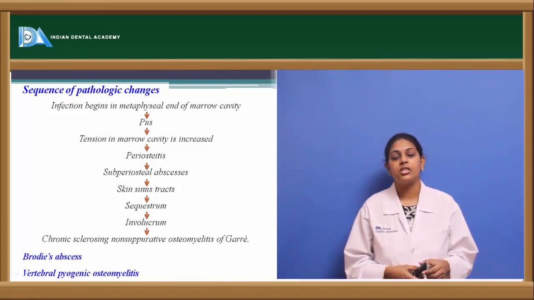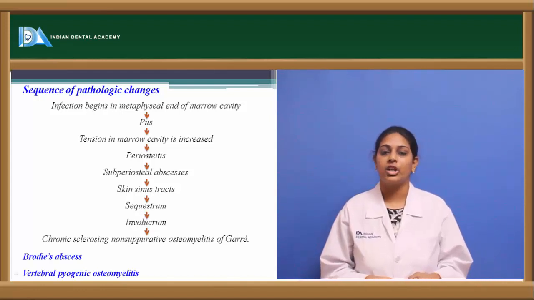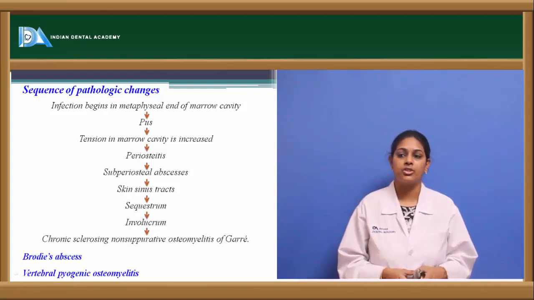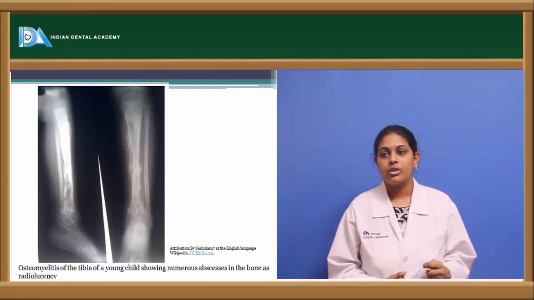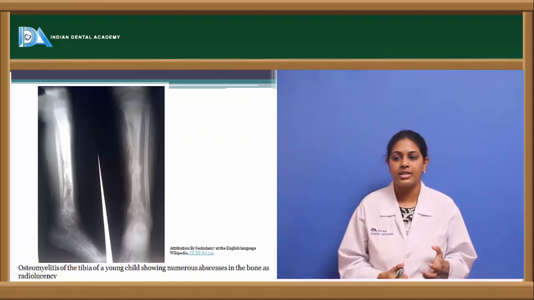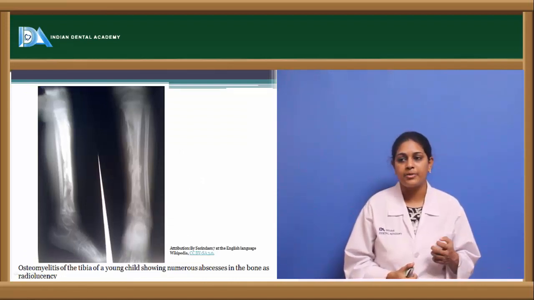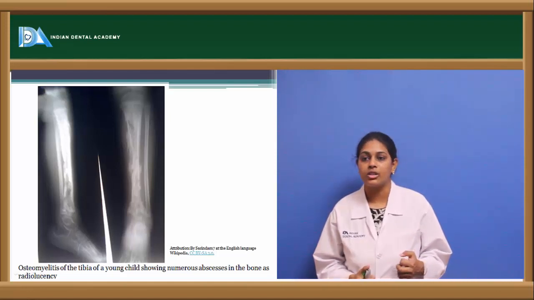Other than that, we also see vertebral pyogenic osteomyelitis, where the vertebrae region is usually involved. So there is a picture which shows osteomyelitis of the tibia of a young child, with numerous abscesses seen in the bone, which appear as radiolucent areas.